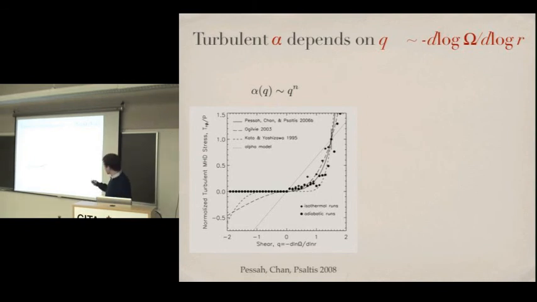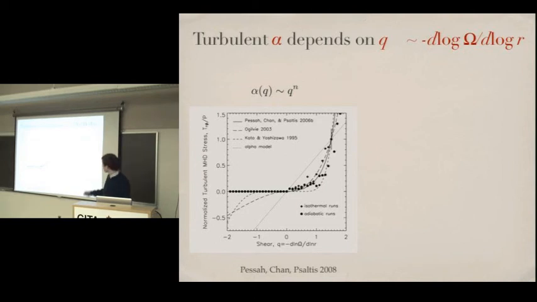Now that wouldn't be very interesting for a Keplerian disk, because in a thin Keplerian accretion disk, Q equals 3/2, since Omega goes as r to the minus 3/2. So alpha going as 3/2 to the n wouldn't give you anything interesting. It would still just be a constant.